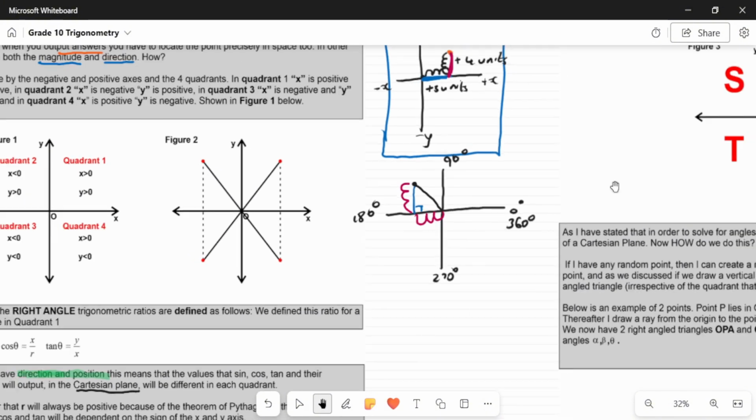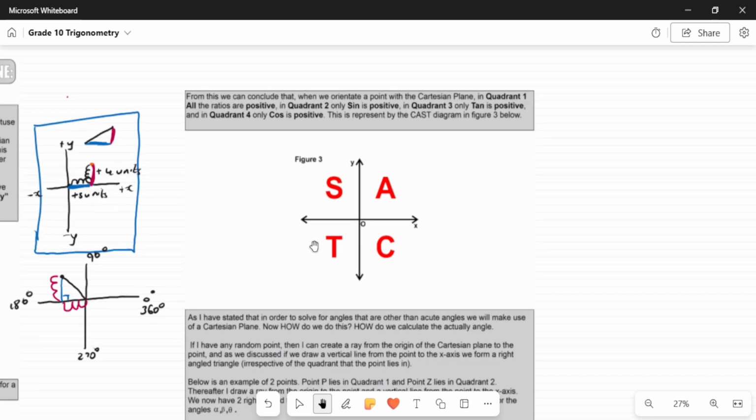So therefore we can use a neat mnemonic called the CAST diagram, starting from quadrant 4, 1, 2, and 3. And what this enables us to do, it tells us which ratios are positive in which quadrant. Right, so from this we can conclude that when we orientate a point with the Cartesian plane, let me repeat that, it's a very important fact. From this we can conclude, when we orientate a point with the Cartesian plane, in quadrant 1, all ratios are positive. In quadrant 2, sine is positive.